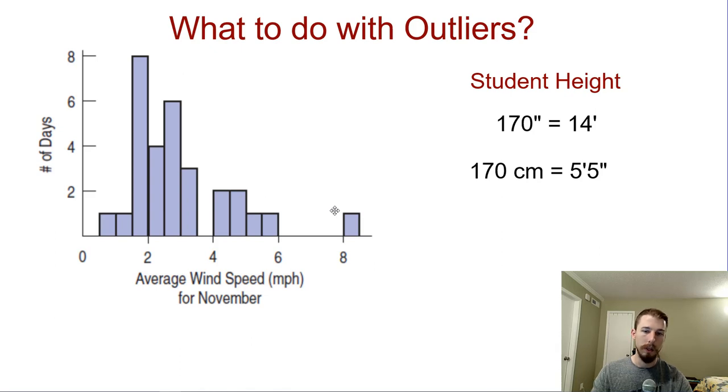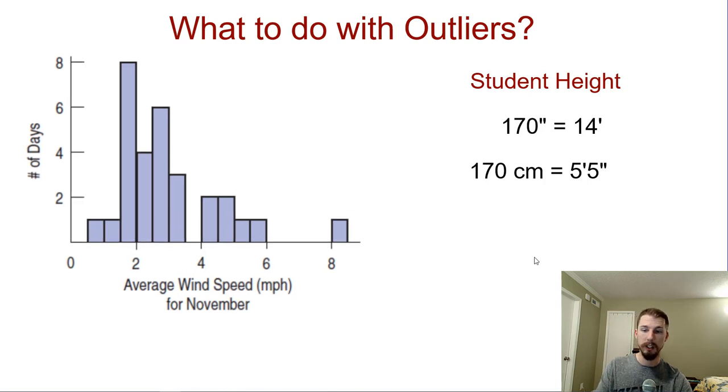One of the things that could happen, for instance, whenever I asked student height, somebody told me 170. Well, if it's 170 inches, that would mean they were 14 feet tall. It's taller than Goliath. He was like 9 feet. So probably not what they meant. They probably did not mean 170 inches tall. They probably meant 170 centimeters, which would end up being about 5.5 feet. So that's what I would go with.